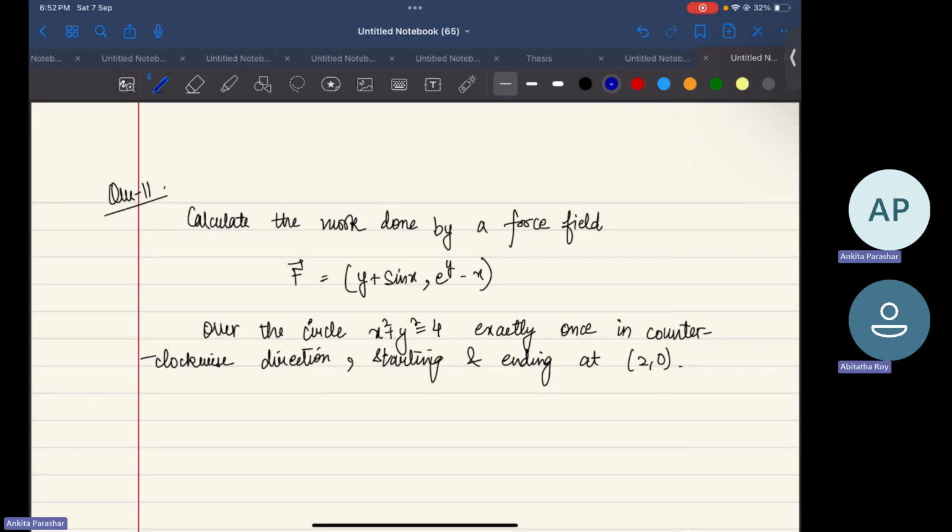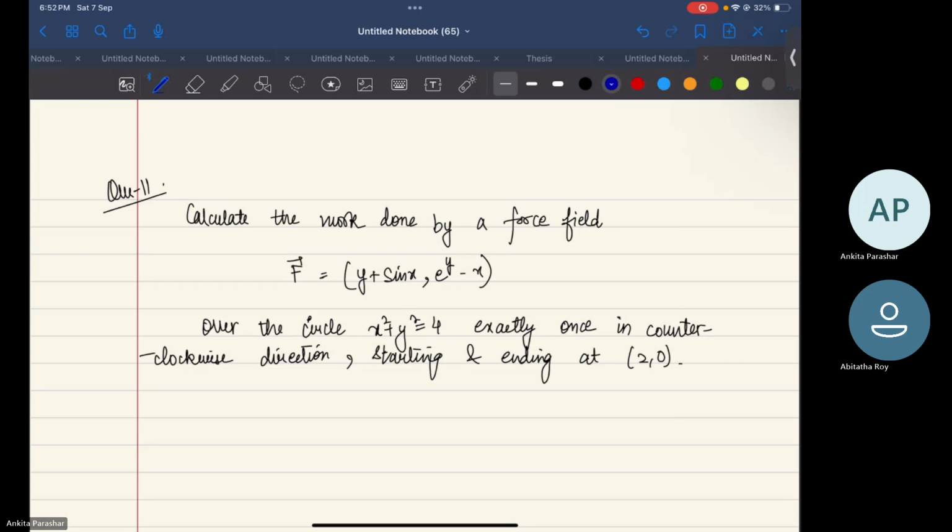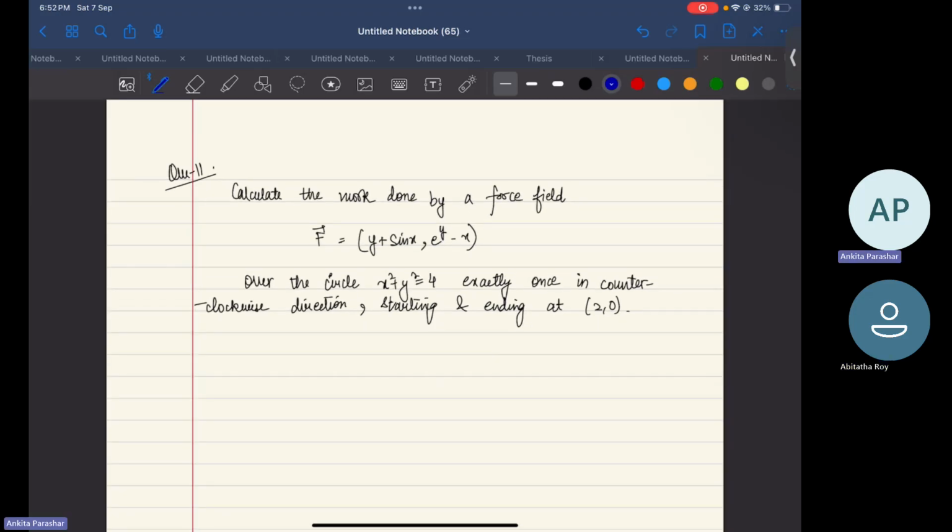Okay, here is another question. Okay, let's just do it. I think you know it because I just discussed this part a few minutes ago. The question is to find the work done by a force field over the circle exactly once in the counterclockwise direction, starting and ending at the point (2, 0). You tell me how would you do it?